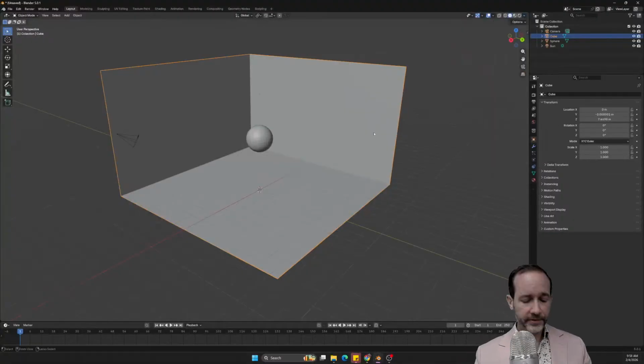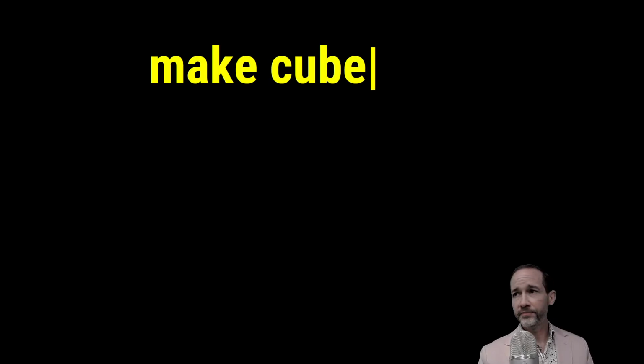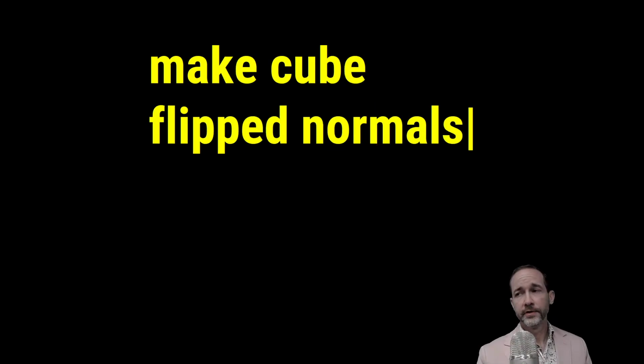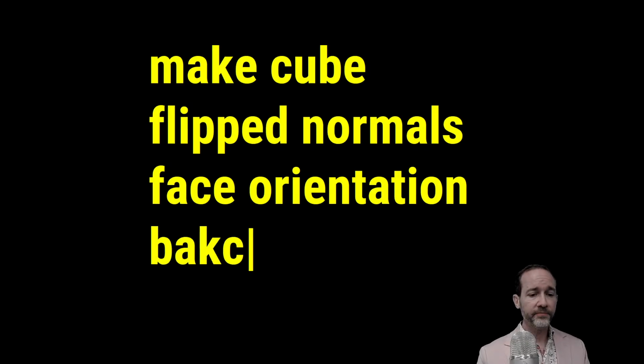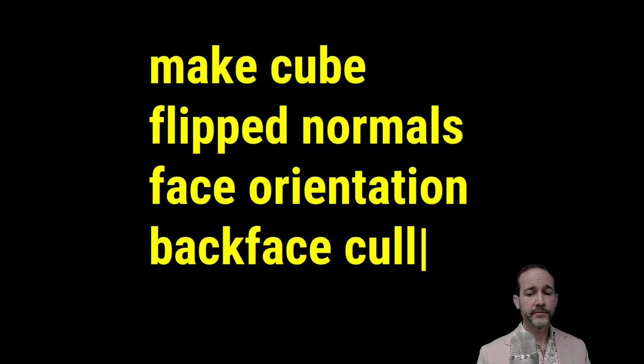So the main things here were: make a cube, and this serves as the room. Then I flipped normals in order to have the walls and floor and ceiling face inside. Then I turned on face orientation. That's kind of just for you, right? Face orientation makes the back of them red. But the thing that really makes the back face invisible is turning on back face culling.